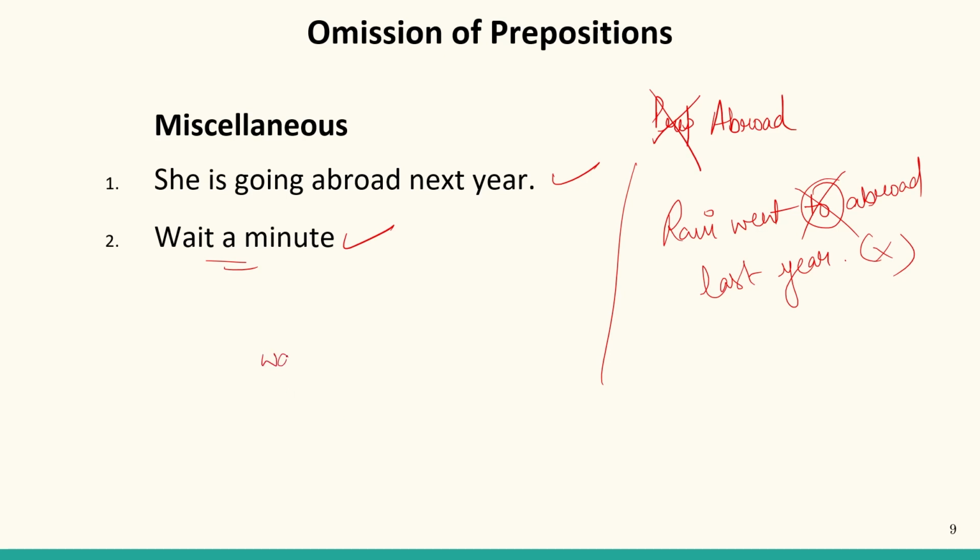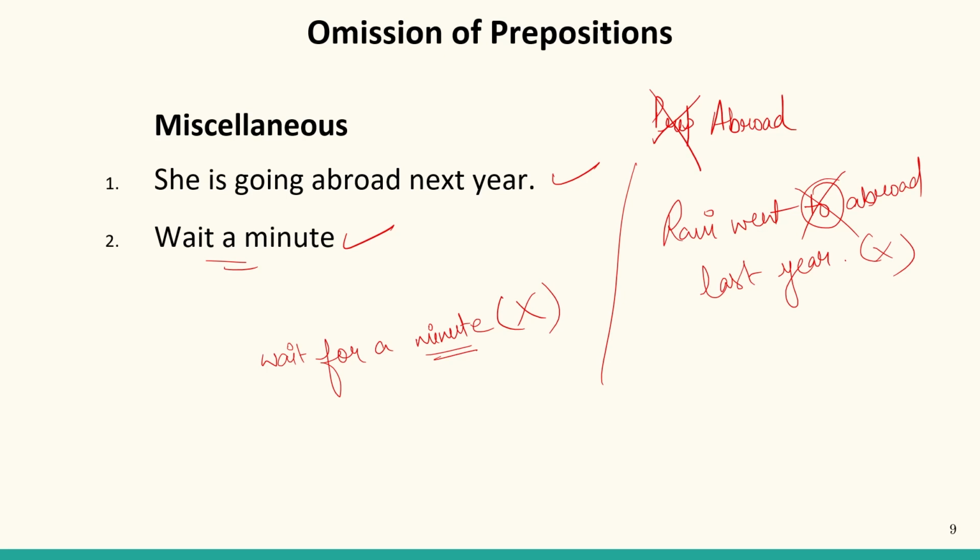Now, sometimes we say wait for a minute. This is incorrect. Why so? Because we are not waiting for the person minute. In fact, we are waiting a minute. We are waiting for the time duration, that is only one minute. We are not waiting for the thing or the person minute. Minute is not a person whom we are waiting for. We are just waiting for some particular time. We are at a pause for some time. That means it should be wait a minute, not wait for a minute.